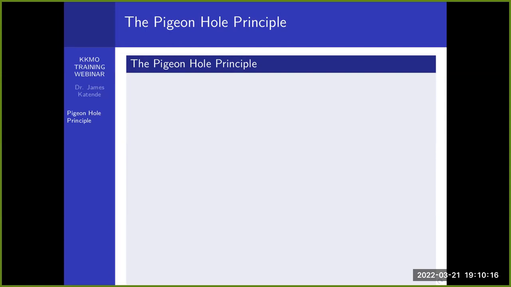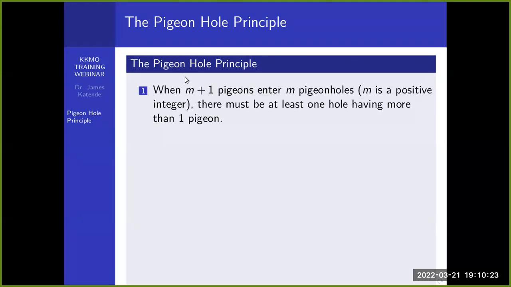So let's look at the statement of the Pigeonhole Principle first. The first statement is this: if we have m plus 1 pigeons and m pigeonholes, so we want to place these m plus 1 pigeons in m pigeonholes, where m is a positive integer, then there must be at least one pigeonhole that will have more than one pigeon.